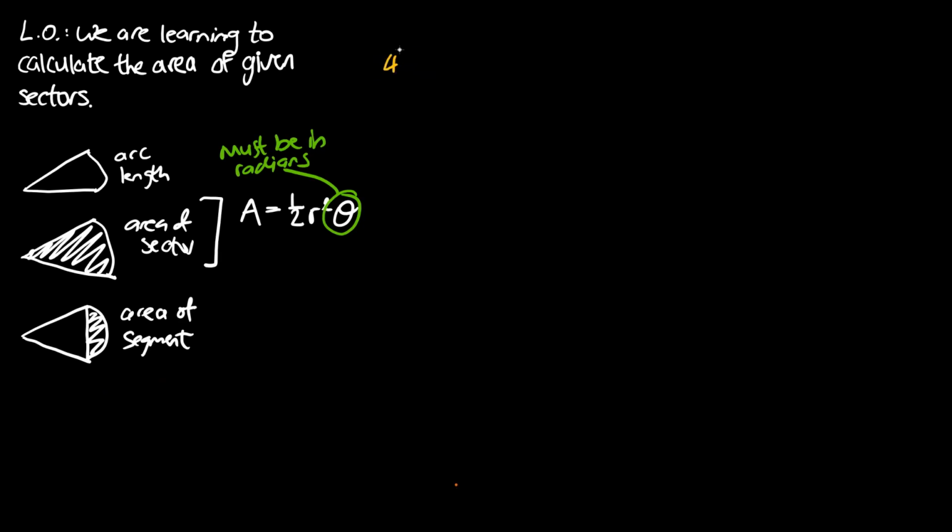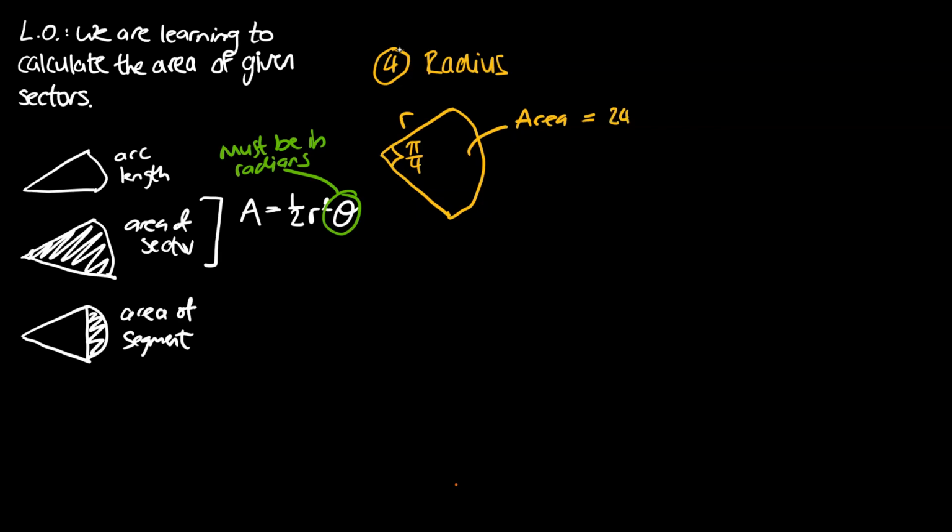Okay guys, we're back. We're now going to look at our 4th question, and this is the type of question where we're actually going to try and work backwards to find the radius of our segment or our sector. So let's draw this one here. So let's say our angle here, that's a right angle, which is pi divided by 4. So I'm dealing with radians. We don't know the radius, but we do know the whole thing has an area of 24.2 meters squared.